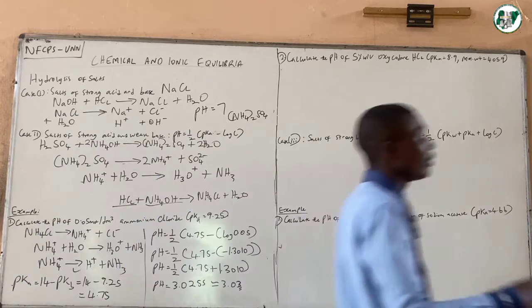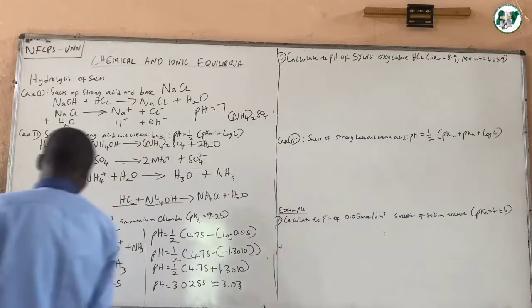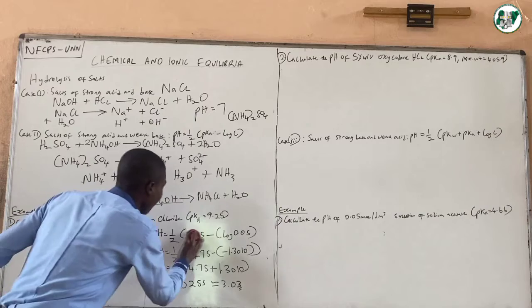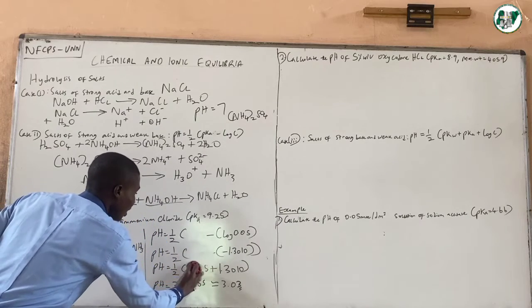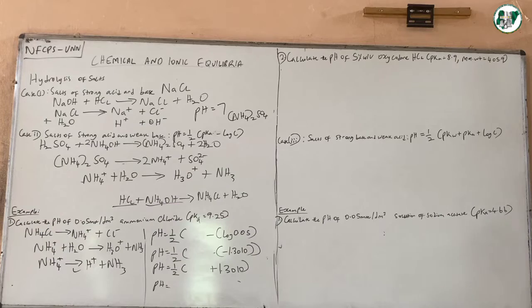So I'm going to be going over it again very quickly. It's supposed to be the pKa for that solution. I made a mistake while writing the question. So let us correct that quickly.